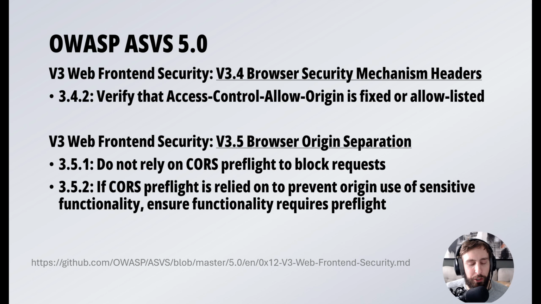3.5.2, if CORS preflight is relied on to prevent cross-origin use of sensitive functionality, ensure that the functionality does require preflight. So what that in part comes down to is making sure that the functionality where you expect CORS to actually be used, like you're expecting some level of cross-origin integration and reads, it's a very good idea to make it so that that functionality works in a way that requires the CORS preflight. So, for example, don't use simple HTTP methods. Use something that will require that preflight request to add that additional protection of that preflight process.